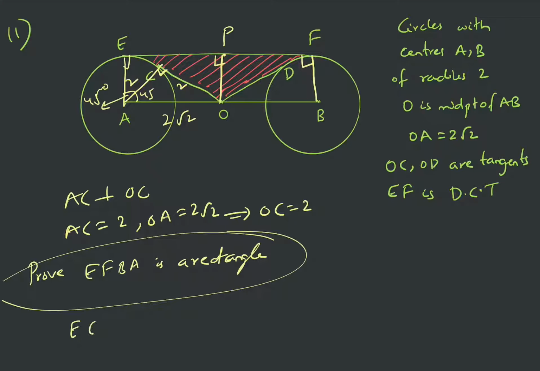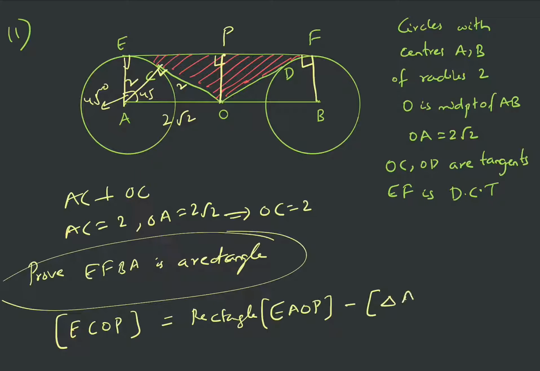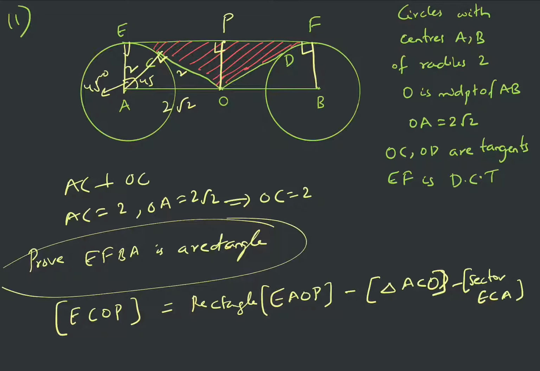So area of ECOP, that is this shaded area, is nothing but area of rectangle EAOP minus area of triangle ACO minus area of sector ECA, right? So area of rectangle is 2 root 2 times 2, right? Minus area of triangle ACO, which is half times 2 times 2. Minus sector ECO, which is 45 by 360 into pi into 2 square.